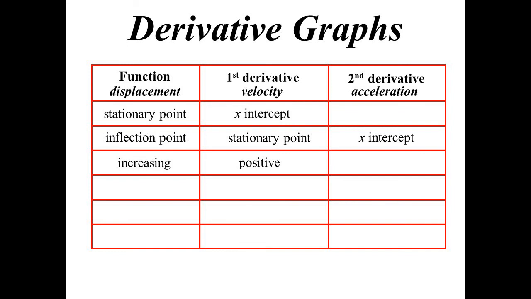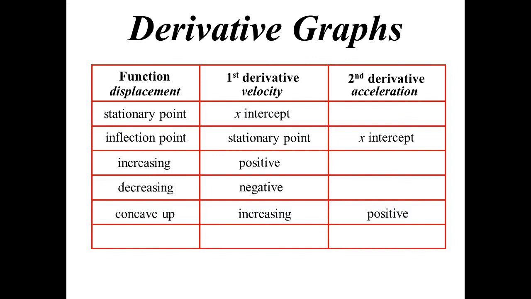If the original graph is increasing, well, we know the curves are increasing when the derivative is positive. So we would be above the axis for our velocity graph. Similarly, if it's decreasing, well, then we would be below the axis on the velocity graph.